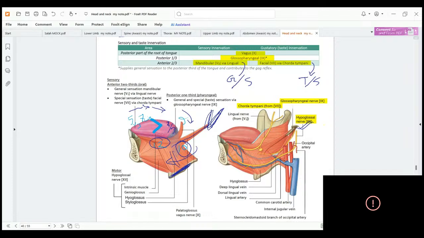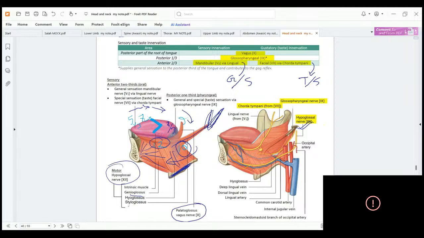how did this name come? Genio maybe means jaw, lower jaw. So genioglossus is with the lower jaw, the mandible. Genioglossus, hyoglossus, styloglossus are all motor by the hypoglossal, except palatoglossus, palate, because here will be the soft palate and hard palate. Palatoglossus is by vagus.